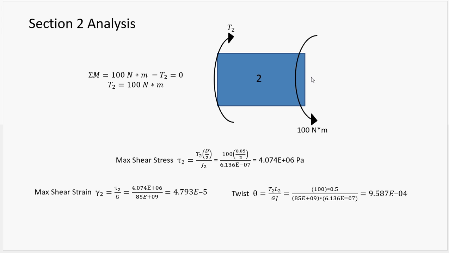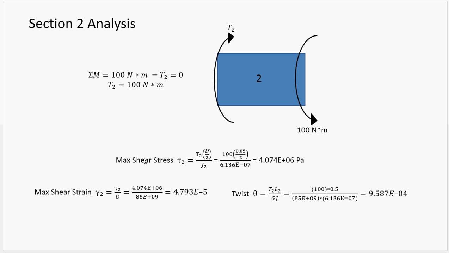Here we're looking at section 2. We're going to work from the right towards the left clamp. On the end of section 2, we have the 100 newton meter torque. In the opposite direction, we're going to have the reaction torque within the material. Summation of forces, it's going to come out to equal 100 newton meters.